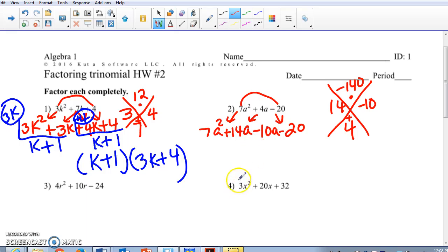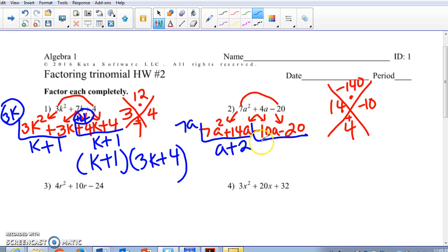Correct? Okay, so we can double check. 14a minus 10a, is that 4a? Yes. Now we do grouping. Since we have 4 terms, I'm going to group the first 2 and the last 2. Make sure you put the negative sign inside of the latter group so we can factor out a negative. For 7a squared plus 14a, the common factor is 7a. Dividing by this, it's going to be a plus 2.